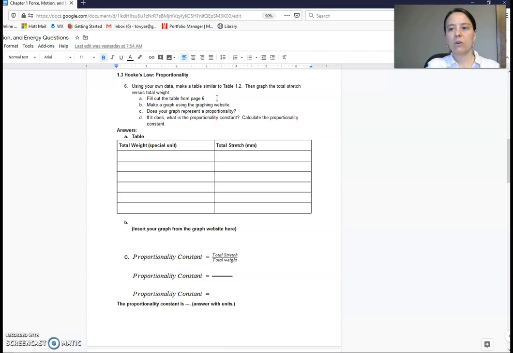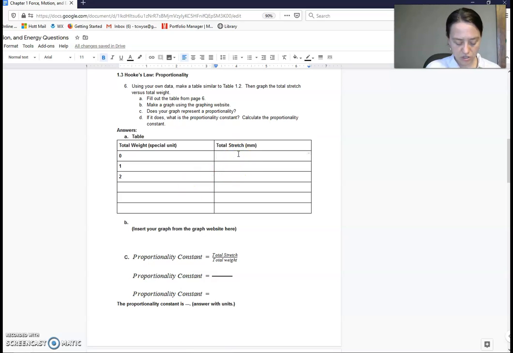And A says fill out the table from page 6. So you'll need to get your book, Force, Motion, and Energy, and open it up to page 6. And there is the table, 1.2 is at the bottom. And as we can see, I'll start filling it out, and then you'll have to finish it on your own. It goes 0, 1, and 2. And these are all special units. Then you want to fill out the rest all the way up to 5.